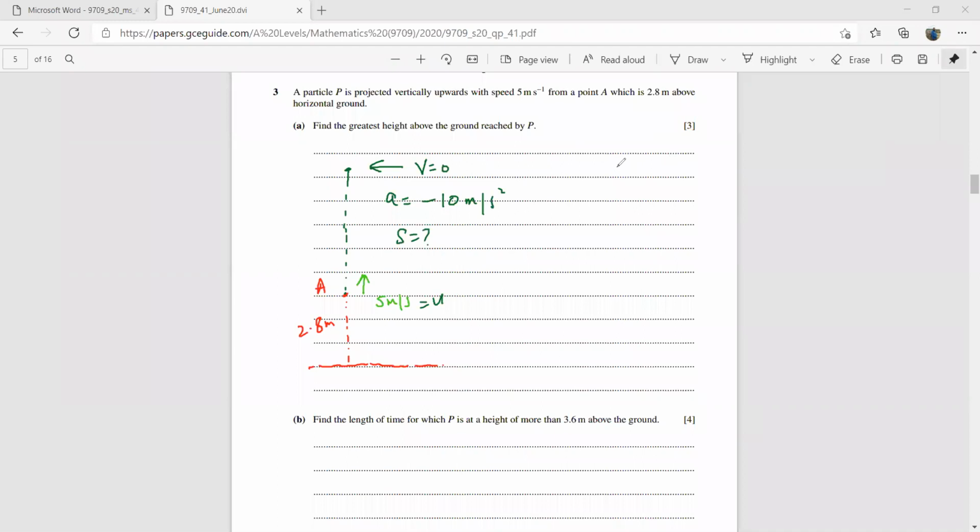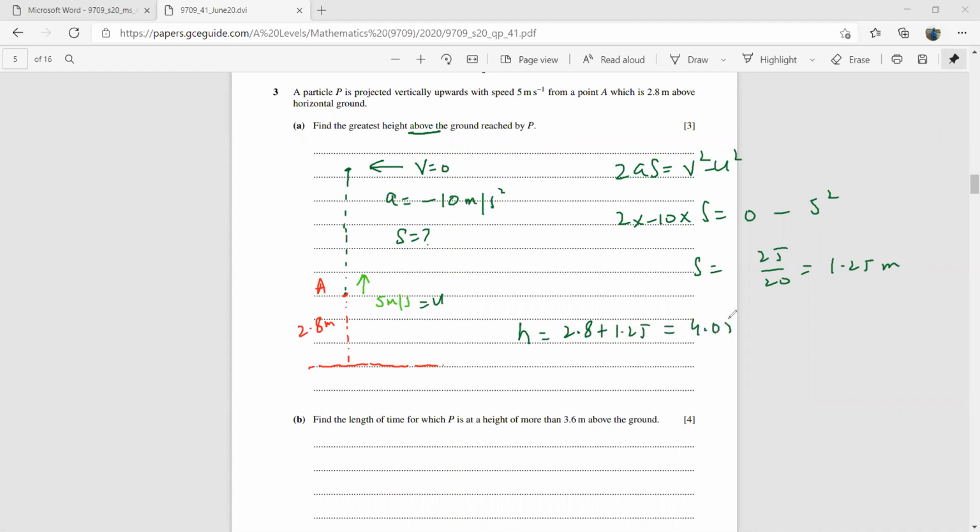So the equation that you will be using is 2as equal to v square minus u square. 2 into minus 10 into s is going to be 0 minus 5 square. You simplify this, you get 25 over 20, that is 1.25. I remember all this because we did this question yesterday as well. So this is your distance above the point A, and this was already 2.8 meters above the ground. So the total height, the greatest height above the ground, remember this, okay? That is going to be 2.8 plus 1.25. So that is 4.05 meters.